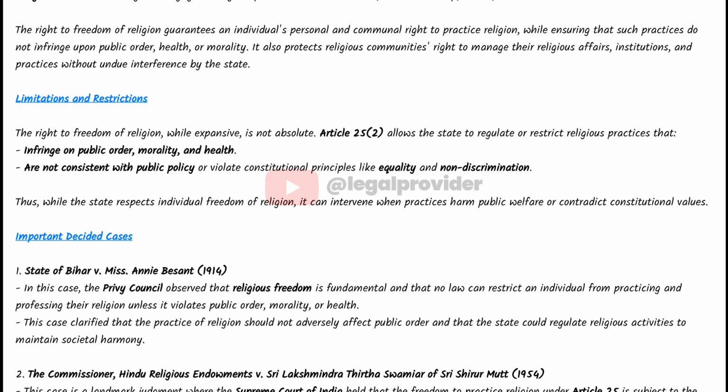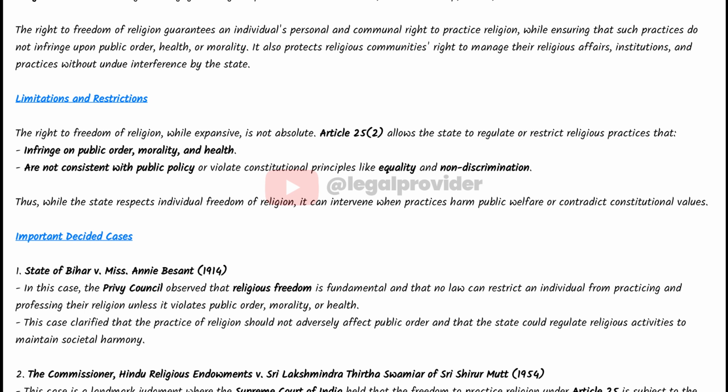The right to freedom of religion guarantees an individual's personal and communal right to practice religion, while ensuring that such practices do not infringe upon public order, health, or morality. It also protects religious communities' right to manage their religious affairs, institutions, and practices without undue interference by the state. Limitations and restrictions. The right to freedom of religion, while expansive, is not absolute.